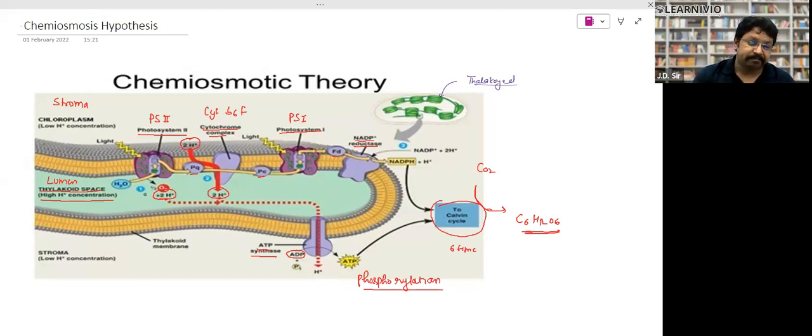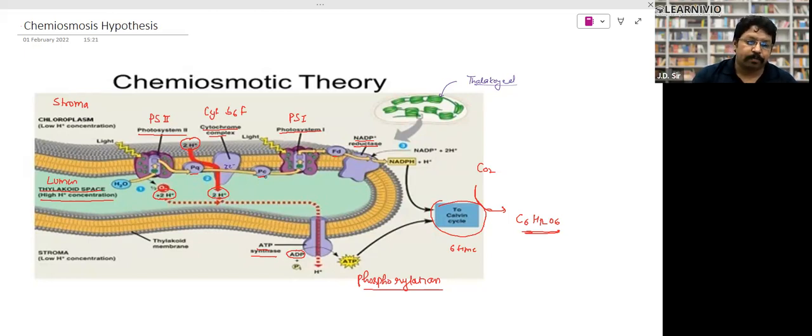Try to understand. Now, when the electron passes through photosystem 2, it goes to plastoquinone, and from plastoquinone, the electron will pass through the cytochrome b6f. The moment the electron passes through the cytochrome b6f, what will happen? 2 hydrogen ions will be pumped from the stroma to inside the lumen of the thylakoid. Again, the hydrogen ion concentration is increasing.